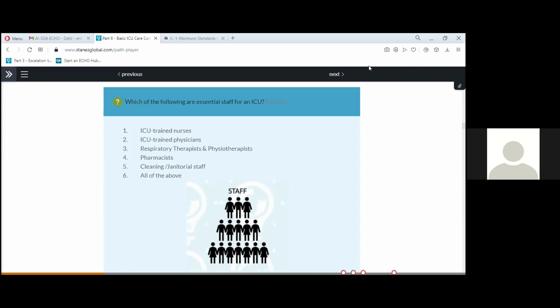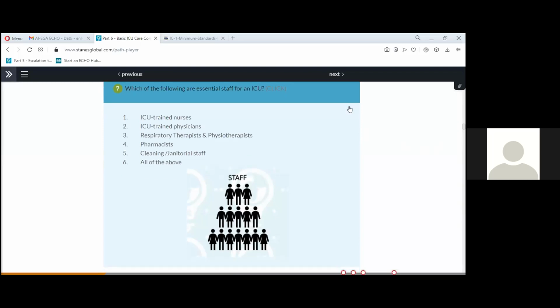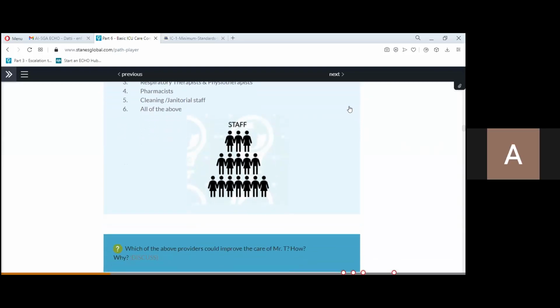The next category is the cleaning staff, because you have different interventions being done on the patients. They have secretions, they cannot control their bowel or their bladder. You have different types of waste produced in the ICU, and it is supposed to be very clean to prevent nosocomial infections. This is where the cleaning staff and janitorial staff come in. So all of the above are important in the management of the ICU patients. Thank you very much, Hassan.